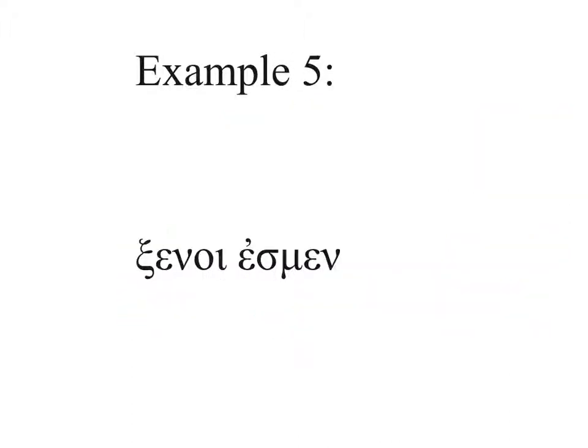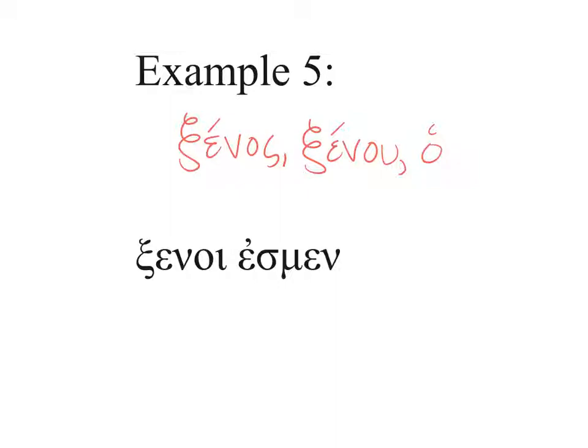Example 5. Xanoi esmen. So our first step is going to be figuring out what the normal accentuation of the word xanoi would be. So xanoi is from xanos, xanu, ho. So the normal accentuation is on the penult, and it's an acute, so we'll stick an acute on xanoi.